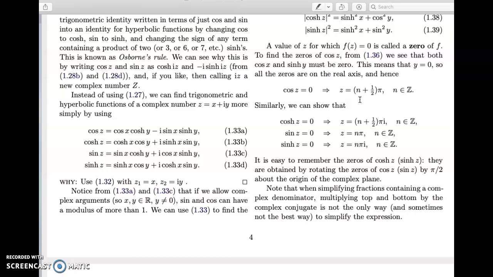The question is, if z is allowed to be anything on the complex plane, are there any other zeros? Seems unlikely, since we've shown that cos has to be periodic with period 2 pi. But okay, we can show it more rigorously.